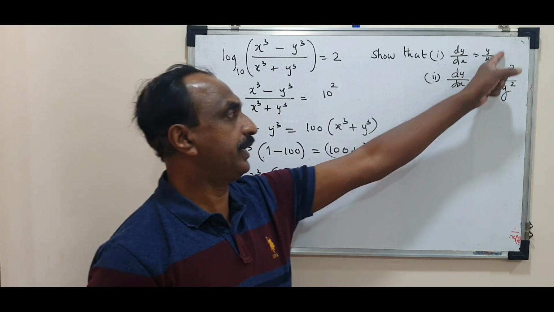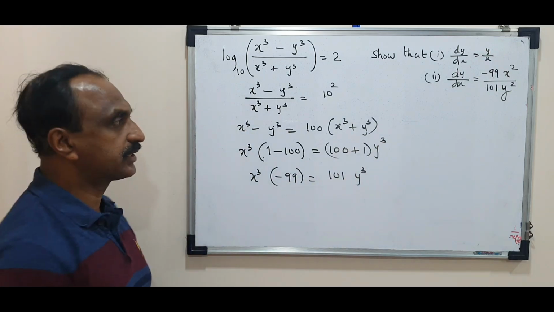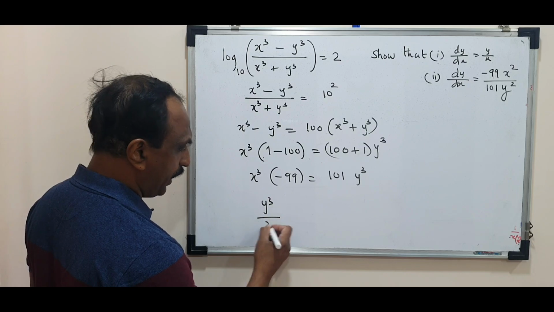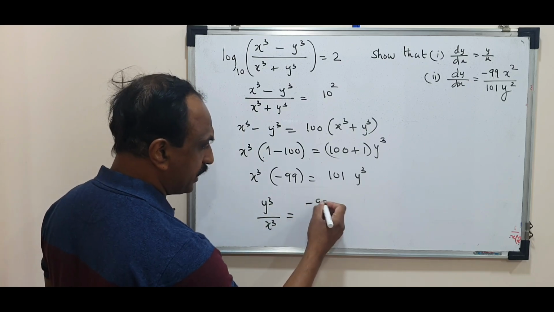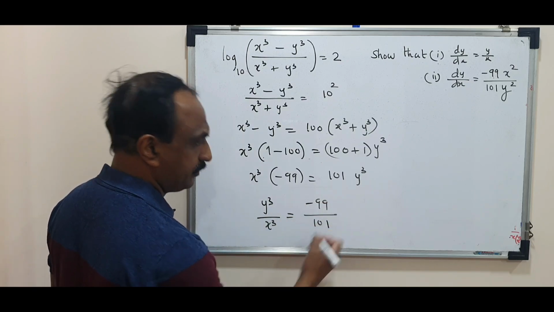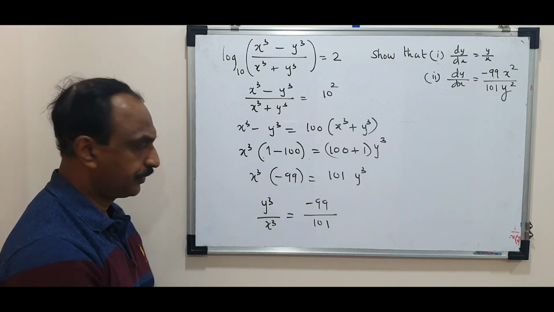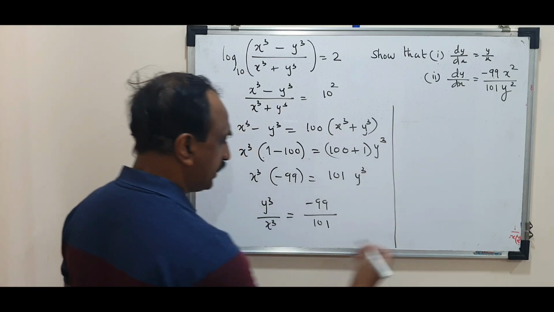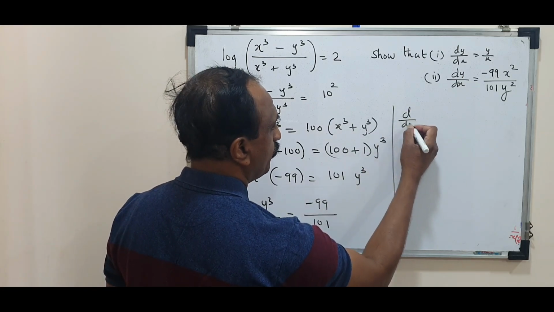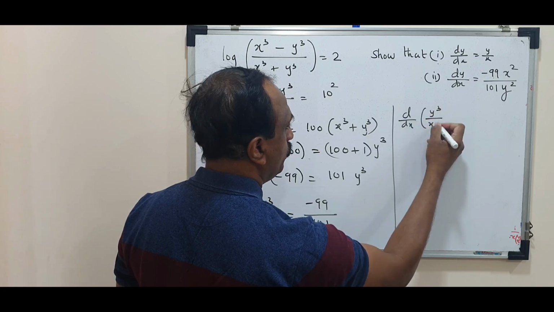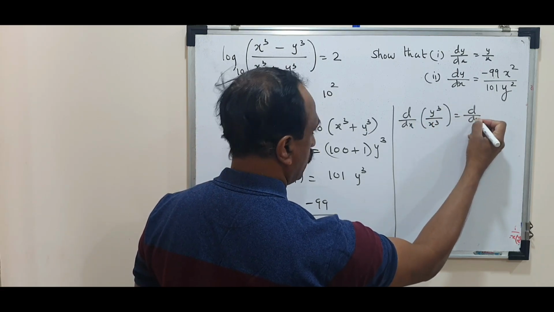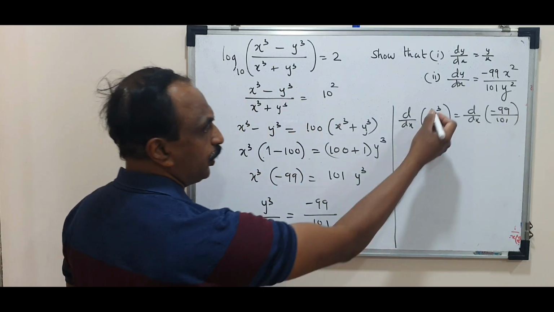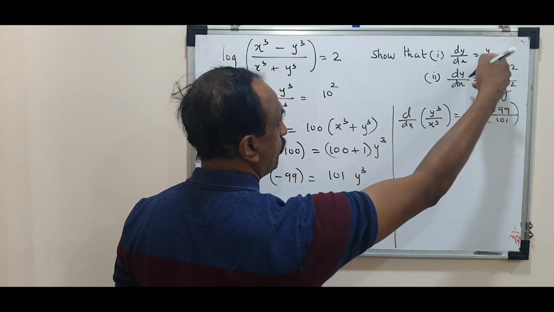Now, depending on my requirement, I'll arrange this. If I want this answer, I will write y cube divided by x cube is equal to minus 99 by 101. Now I'll differentiate this. When I differentiate this, this whole term will go away. So d by dx of y cube divided by x cube is d by dx of minus 99 upon 101. So u upon v method, and this becomes 0, you will come to this answer.